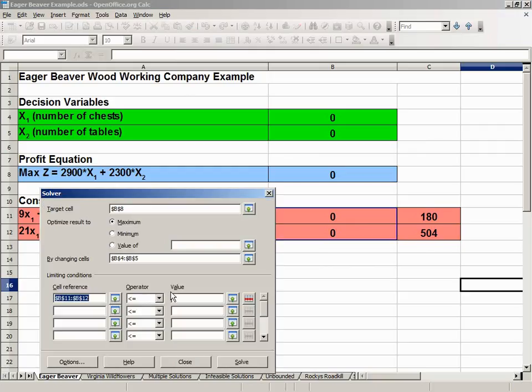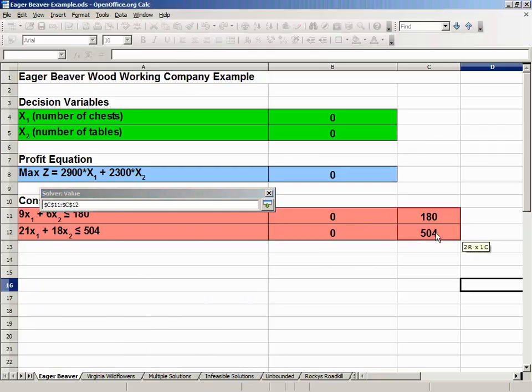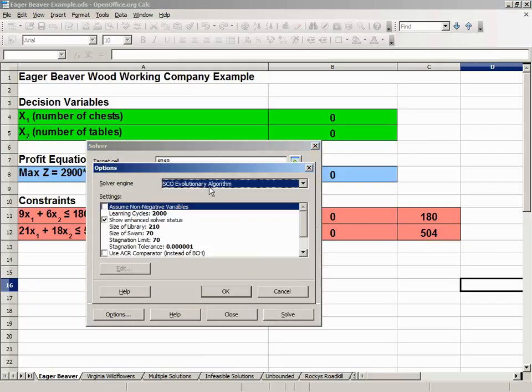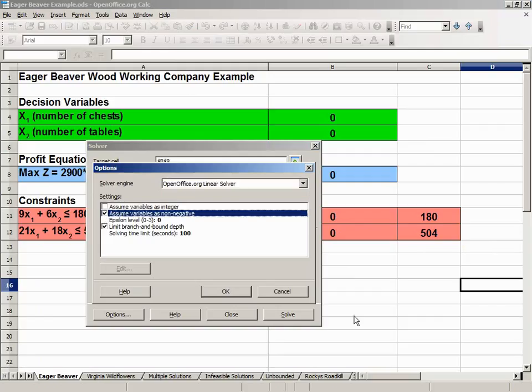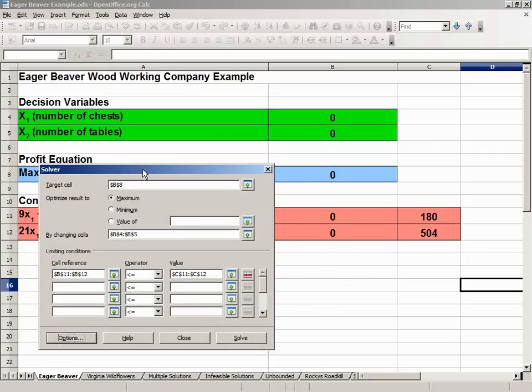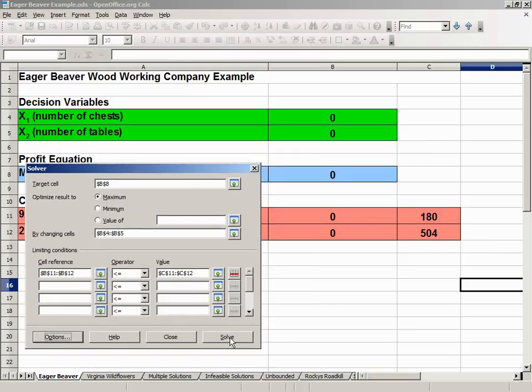Okay? I go in here under Options. I want to make sure that I have picked OpenOffice Linear Solver. And I'm going to click on Assume Variable as Non-Negative. Okay? Meaning that way I don't have to go in and say x1, x2 greater than or equal to 0. All right? And I hit Solve, and before you can blink your eye, poof. It says, all right, here's your answer.